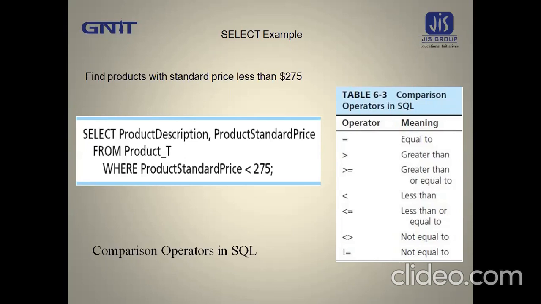Select product description, product standard price from product T where product standard price is less than $2.75. This is an example of a comparison operator. Here we are comparing the value of product standard price, and all those products whose price is less than $2.75, their description and standard price will be listed.